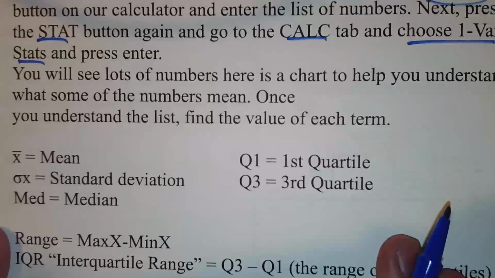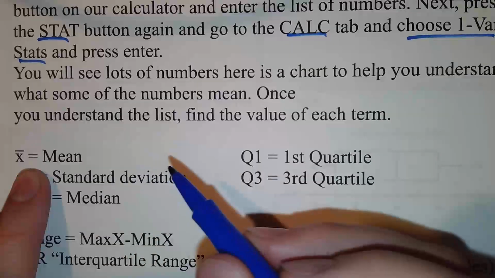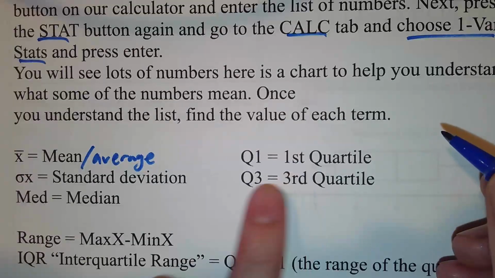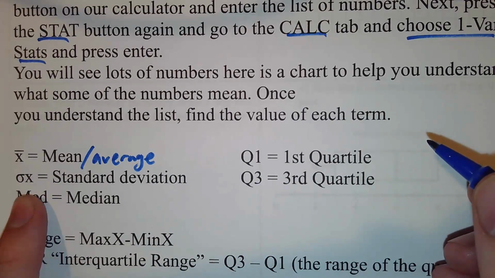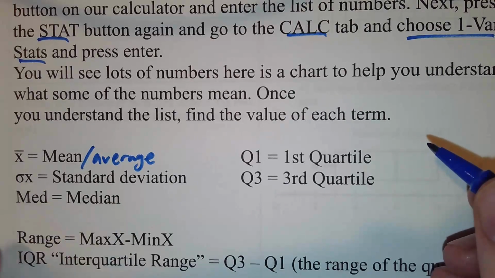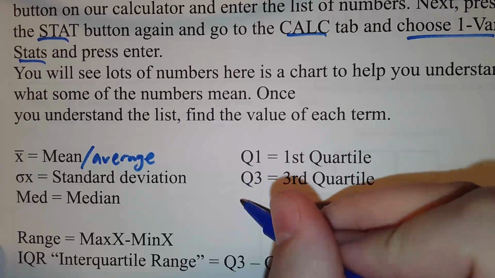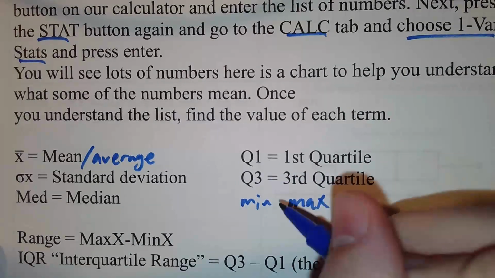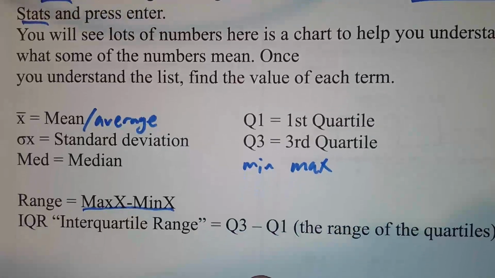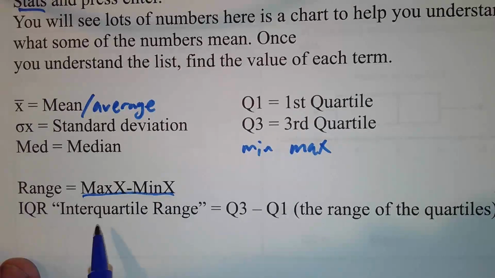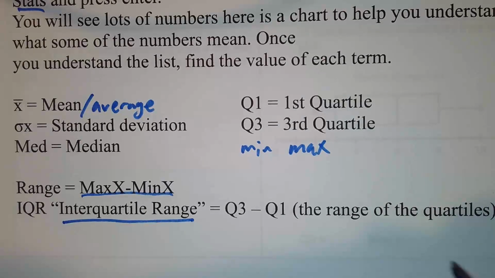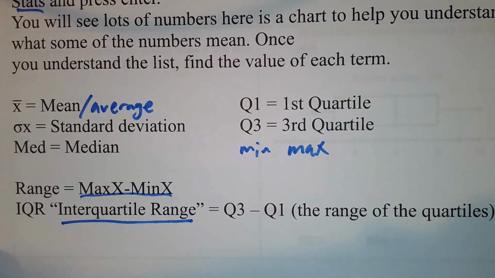So, a couple of important things. We have x bar, this is the mean, aka the average. We have Q1, Q3. We have standard deviation, which uses this symbol in your calculator. We have MED, which is the median. And of course, we have the minimum and the maximum. If you want to find the range, you're going to need to do the maximum minus the minimum. And if you're trying to find the IQR, you're going to have to use quartile 3 minus quartile 1, which is the range of the quartile.